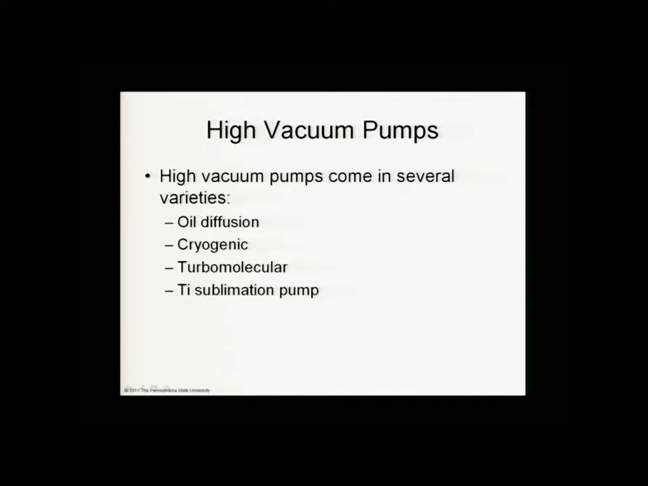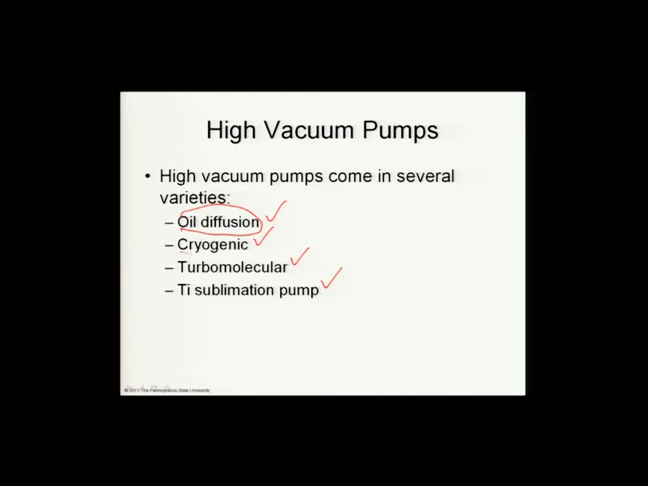Now, high vacuum pumps come in several different varieties: the oil diffusion pump, the cryogenic pump, the turbomolecular pump, and the one that was not on our table at the beginning of this lecture, but the one we said we would talk about also, the titanium sublimation pump. So these are examples of high vacuum pumps. And you can see this one uses oil, so we need to really think about that. We just were talking about the problems that can be encountered with oil.